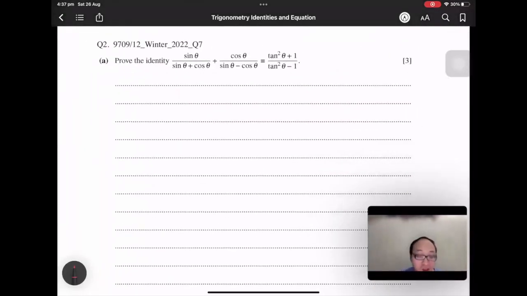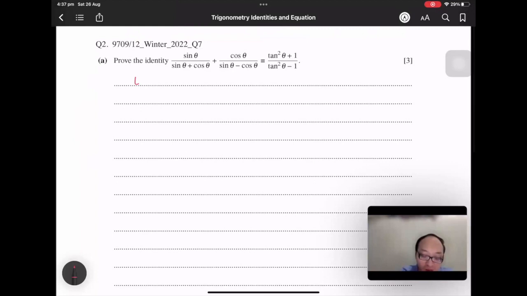Number 2, prove the identity: sin theta over sin theta plus cos theta, plus cos theta over sin theta minus cos theta, equals tangent square theta plus 1 over tangent square theta minus 1. From here, we have to prove from the left side to the right-hand side. So from the left-hand side, I have sin theta over sin theta plus cos theta, plus cos theta over sin theta minus cos theta.